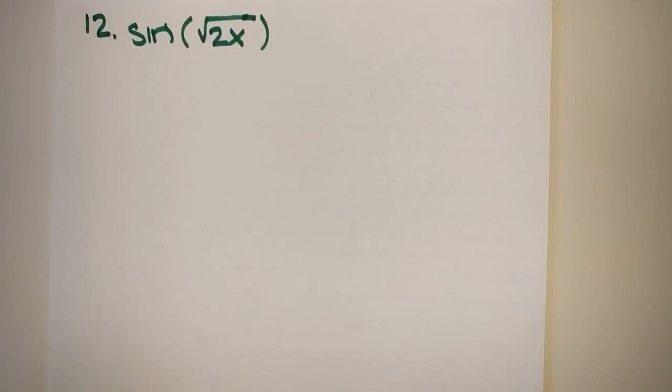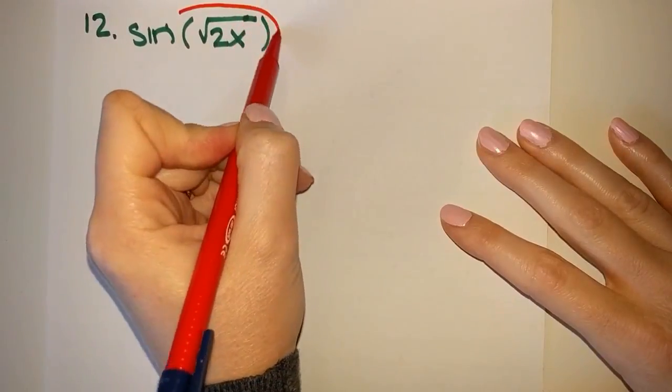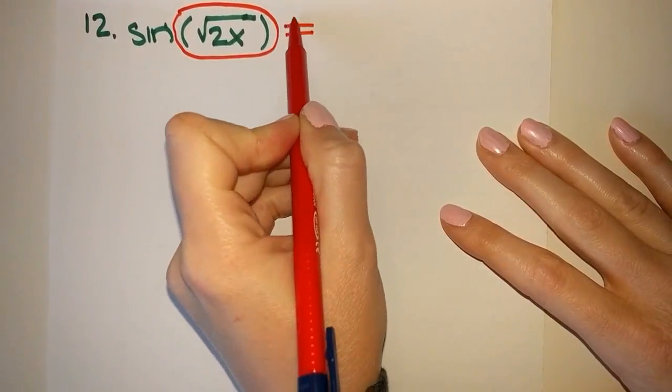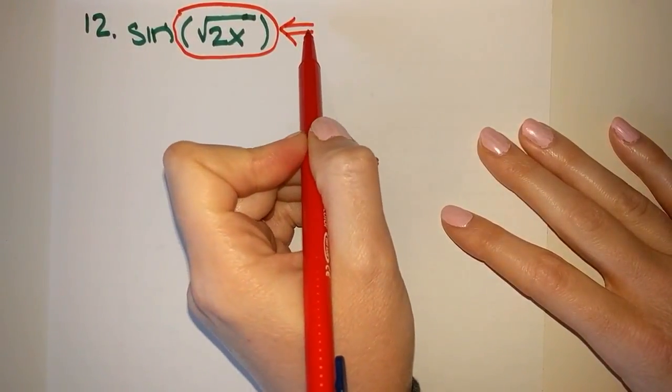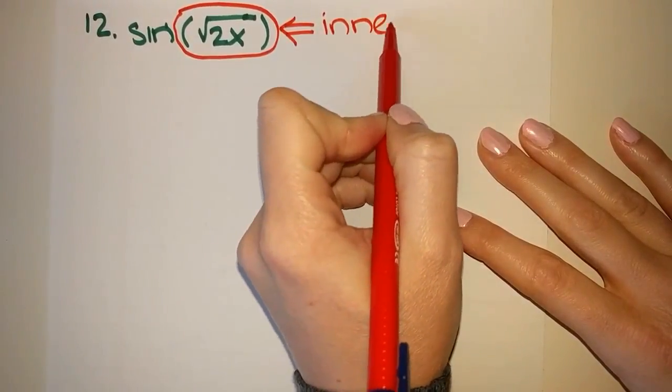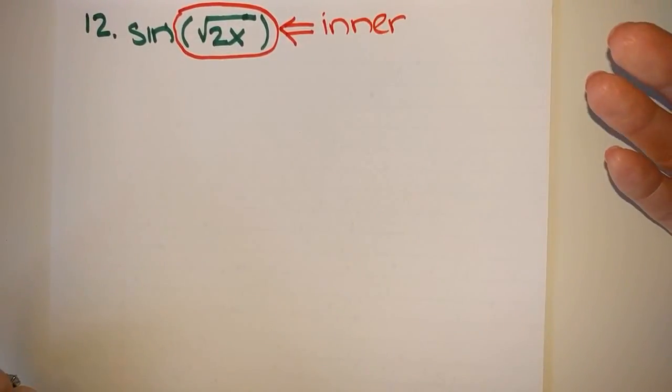So in starting this question, the first thing that I would do is notice that I have parentheses. When I have parentheses, they're always understood to be around the argument, if not explicitly stated. But those parentheses tell us that I have an inner function and I need to use my chain rule.